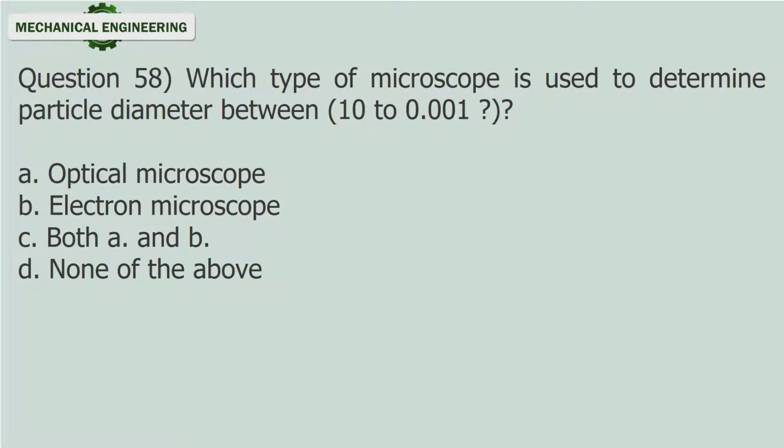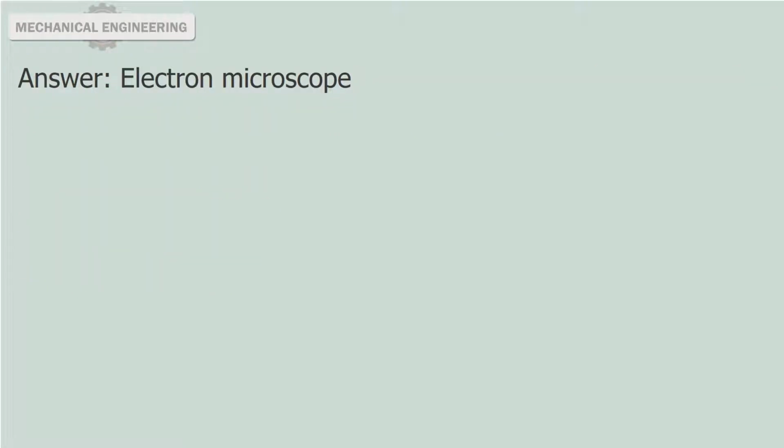Question 58. Which type of microscope is used to determine particle diameter between 10 to 0.001? A. Optical microscope. B. Electron microscope. C. Both A and B. D. None of the above. Answer: electron microscope.